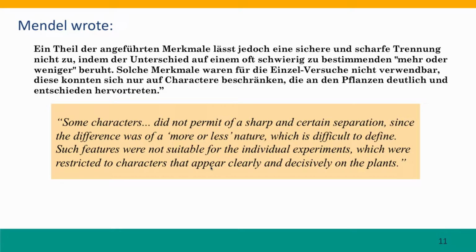They were not suitable for the experiments because they needed to be restricted to characters that were clearly and decisively scoreable, where he could look at the pea and say, this pea is green, this pea is yellow, not, well, it's a little bit greener than the other one, it's a little bit more yellow. So Mendel chose to do this because this was the only way he could do the groundbreaking analysis that he did. On Mendel's part, this was a brilliant decision. If he'd kept all the alleles, he would have been totally confused.